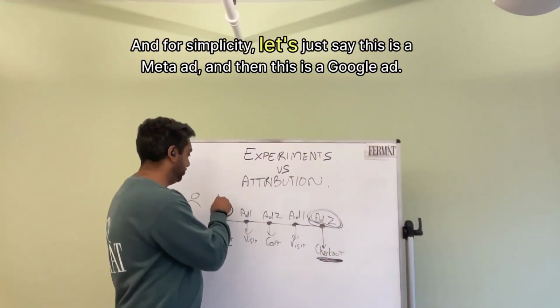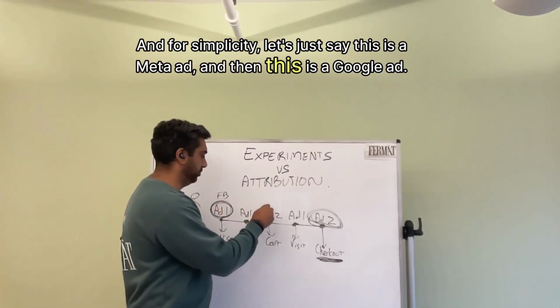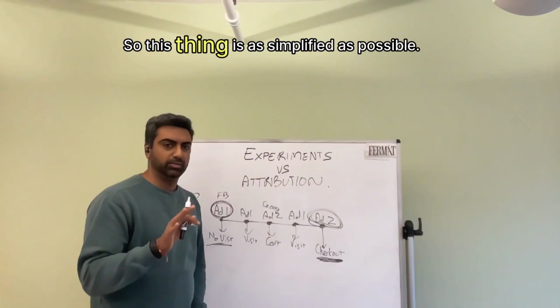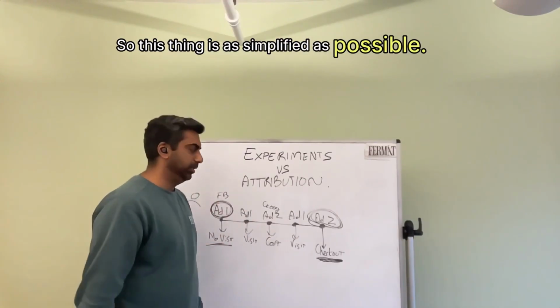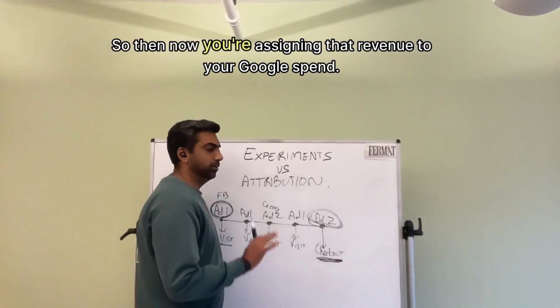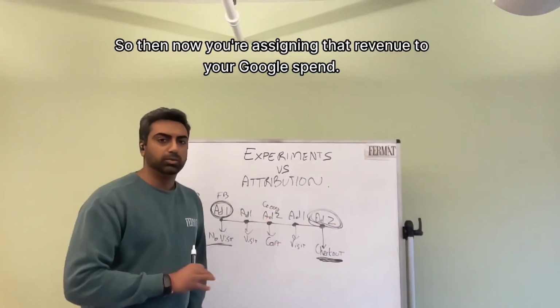And for simplicity, let's just say this is a Meta ad and then this is a Google ad, okay? So that way we're also having different channels. So this thing is as simplified as possible. And so this Google ad is the reason they checked out. So then now you're assigning that revenue to your Google spend.